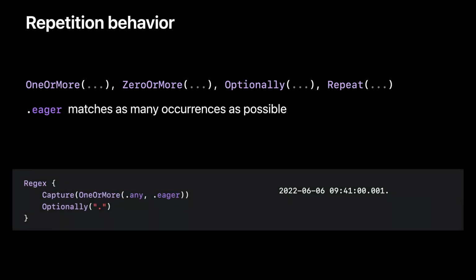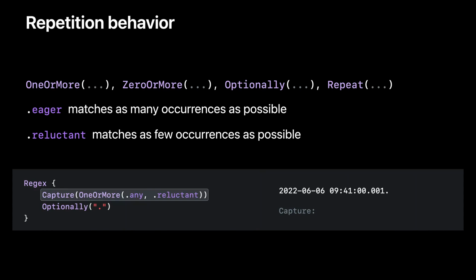Let me use the example from earlier. When the regex engine tries to match one or more of any character eagerly, it starts with the first character, and it accepts any character along the way till the end of the input. Then the regex engine moves on to match optionally period. There's no more period to match, but it's optional anyway, so it succeeds. Because we're running the whole match algorithm, and both the input and the regex pattern reach the end, matching succeeds. Although matching succeeded, the period had already been captured unexpectedly as part of the one or more.